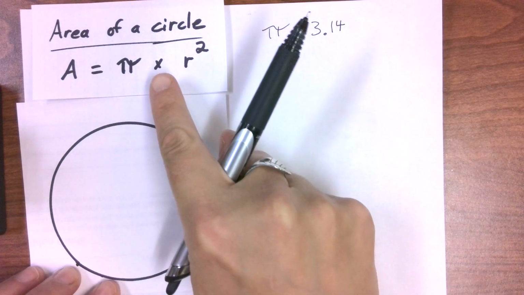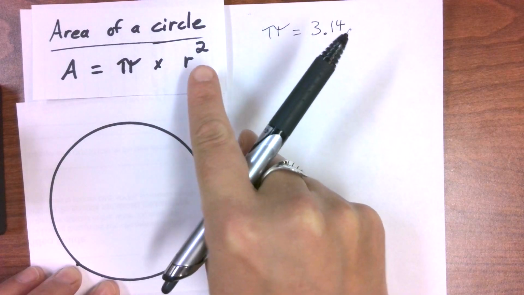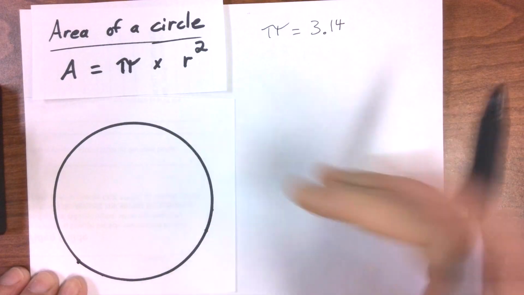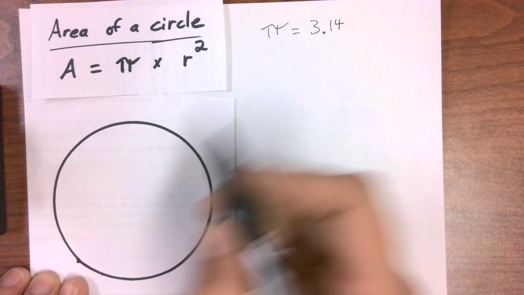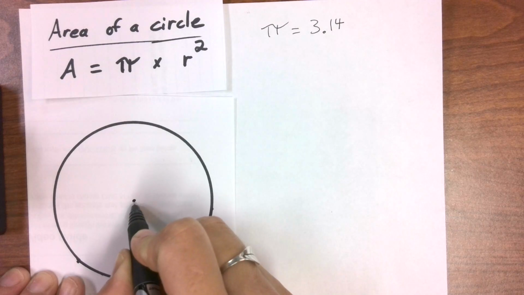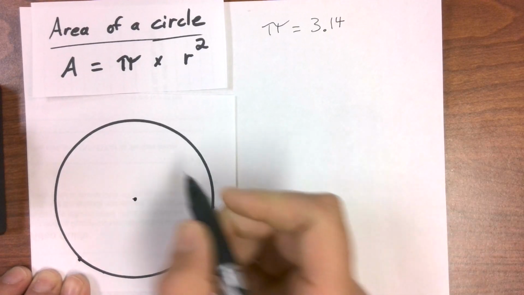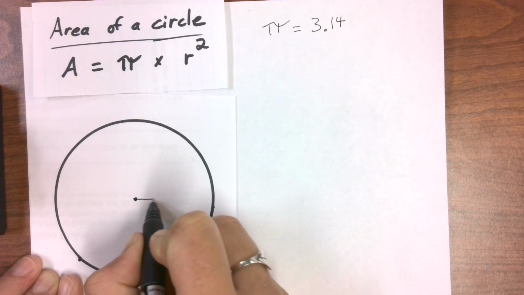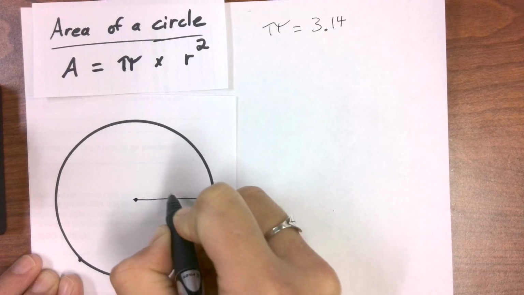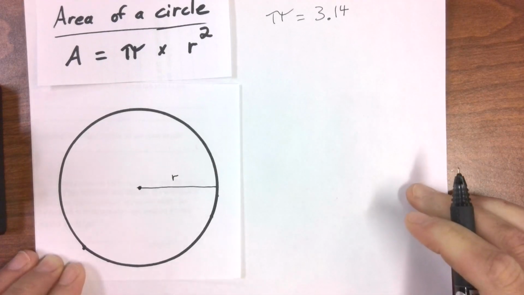Okay, then it's pi times the radius squared. So we need to remember what the radius of a circle is. Well, the way we find the radius of a circle is we look at the middle of the circle, and it's the measurement from the middle of the circle to the outside edge of the circle. That would be our radius.